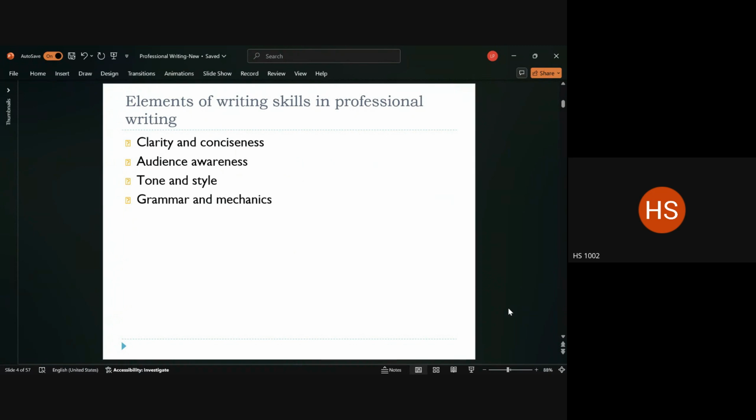Audience awareness, very important, because otherwise the word choice that you require, the style that you require to compose your document will be lost on you if you do not know who you are writing for, right? Knowing the audience also helps you define the purpose of your writing, which in turn makes your writing more concise and clear, right? So they're all related to each other. Tone and style, of course, depend on the audience, right, and on the purpose. And then, of course, the last part, which is grammar and mechanics, very, very important.